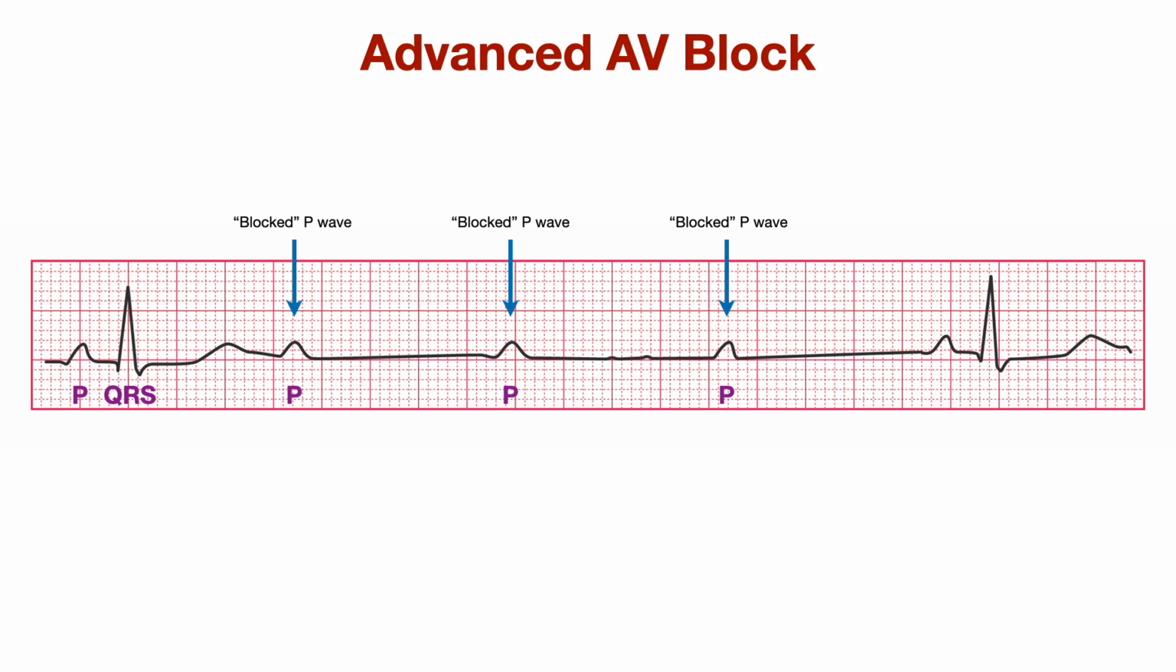Advanced AV block is potentially serious because of the very slow heart rate and also because it is often localized in the His-Purkinje system. The diagnosis of second-degree AV block is an exercise in logic. You will make no mistake if you adhere to strict definitions. That's it. Here are the key takeaways.